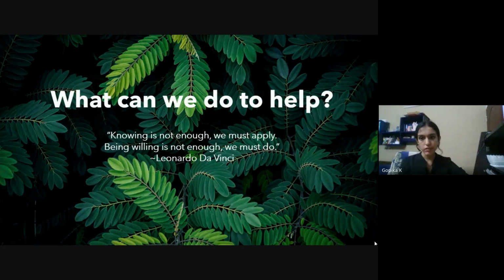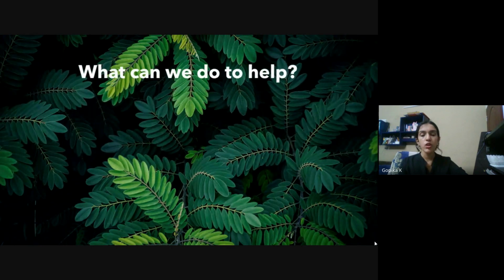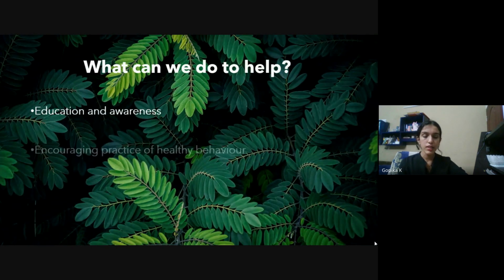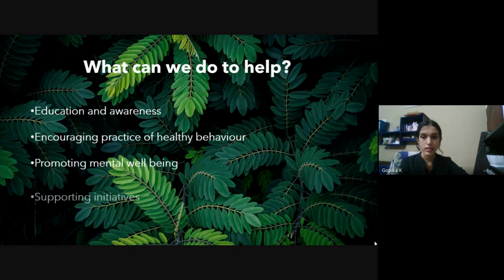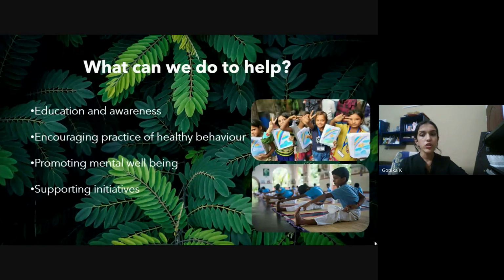Knowing is not enough. We must apply. Being willing is not enough. We must do. To contribute to ensuring good health and supporting the Sustainable Development Goal 3, SDG 3, which focuses on ensuring healthy lives and promoting well-being for all at all ages, here are several actions individuals and communities can take. Educate yourself and others about health issues such as vaccination, sanitation, hygiene practices, and nutrition.